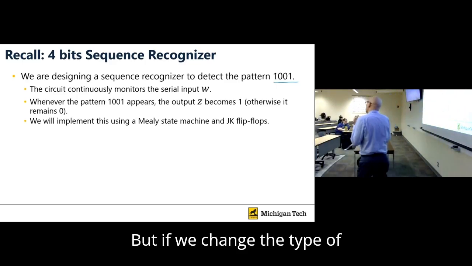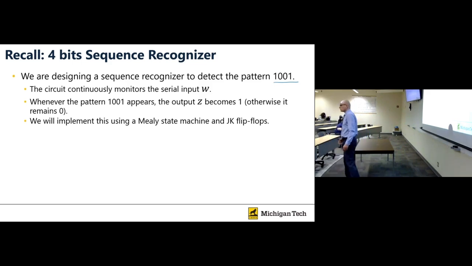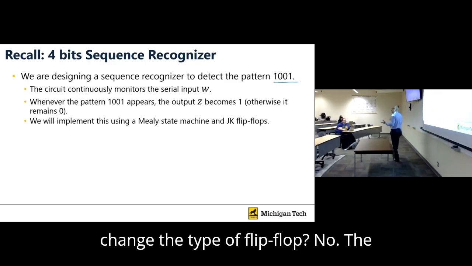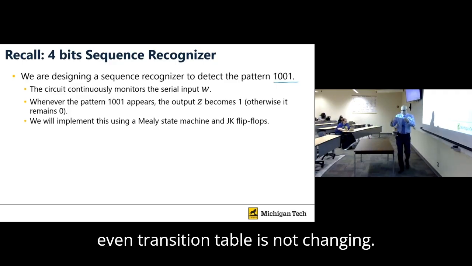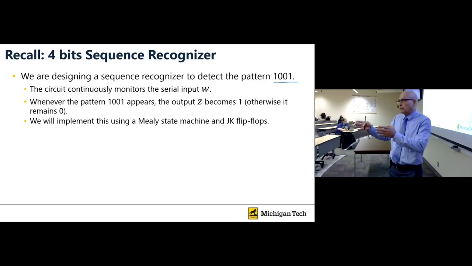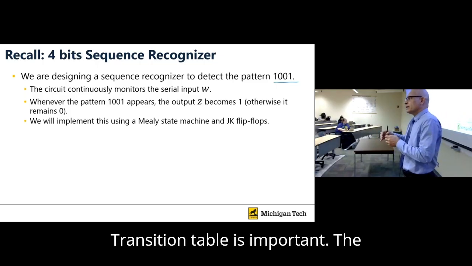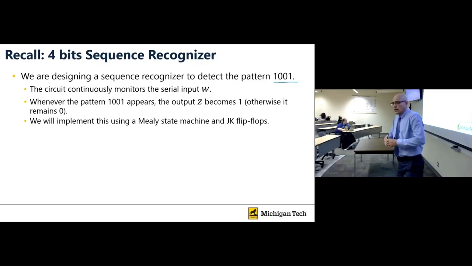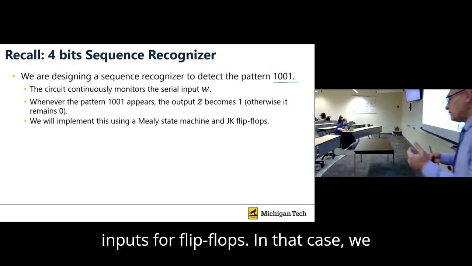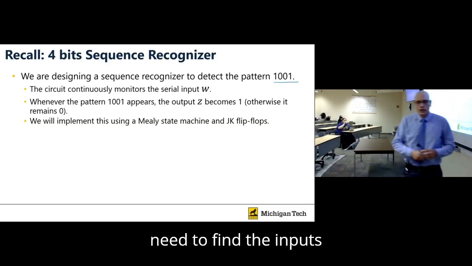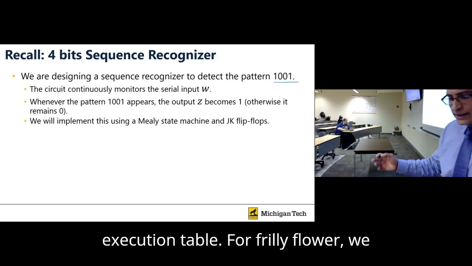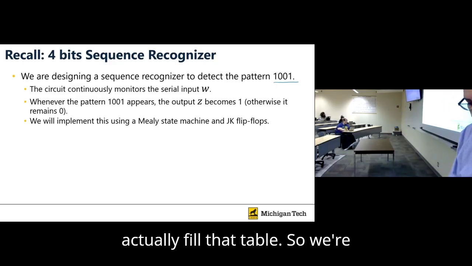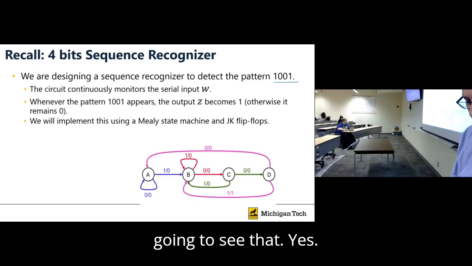But if we change the type of flip-flop, what about that? Do the states change if we change the type of flip-flop? No, the states are not changing. Even the transition table is not changing. The transition table is important. The thing that changes is after the transition table, when we want to find the inputs for the flip-flops. In that case, we need to find the inputs for the flip-flops based off the execution table. For each flip-flop, we actually fill that table. So we're going to see that.